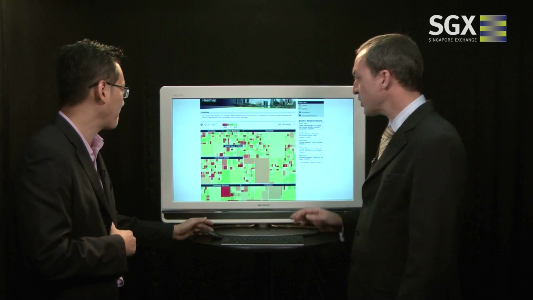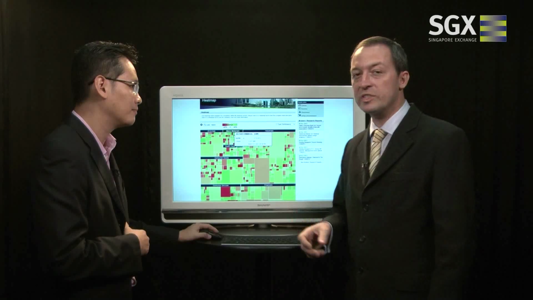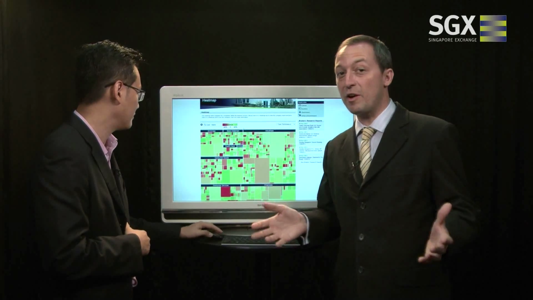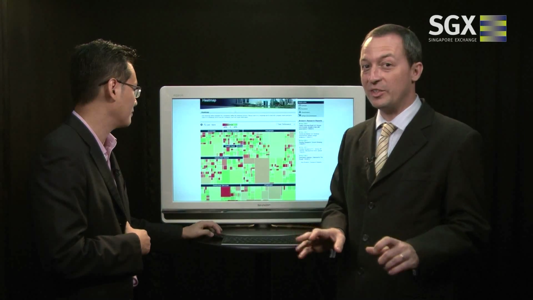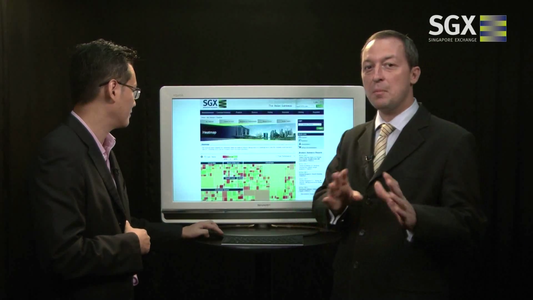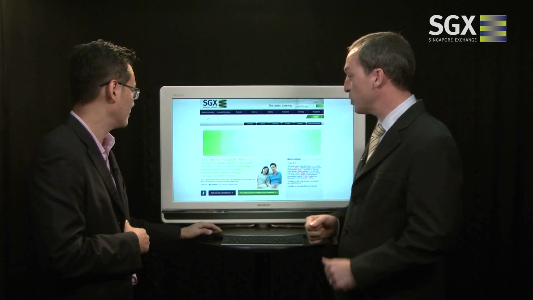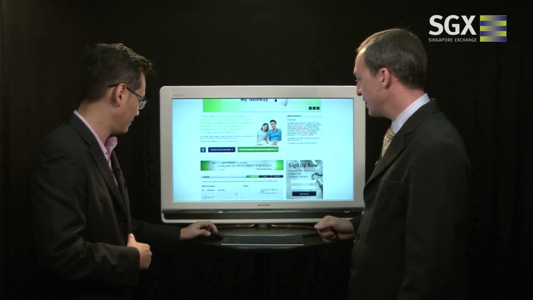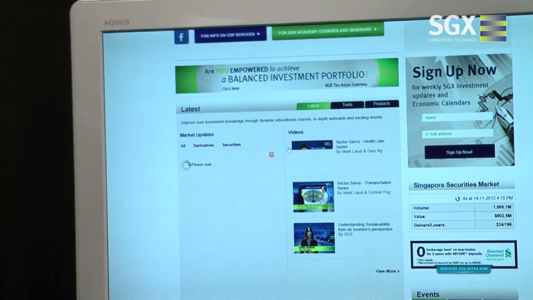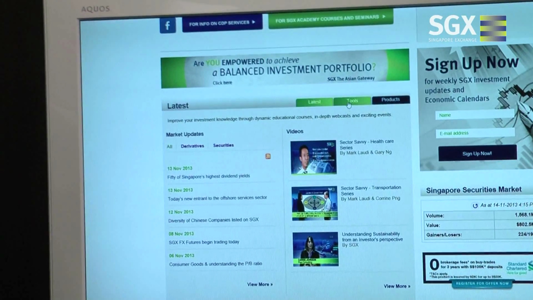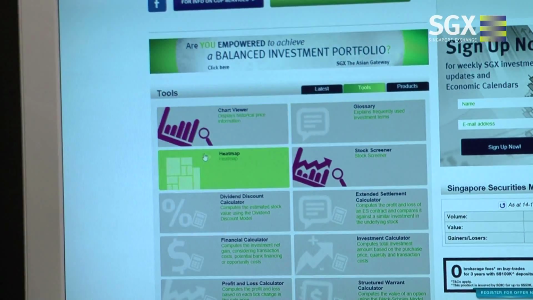Right. Okay. Well, let's go back then to one of the other tools, and that was the charting tool. Obviously there are a lot of investors who do their technical analysis as well, reading the chart's past performance to see whether they can determine what the future performance is going to be like. So back here to the My Gateway page, then over to Tools. Yep, there it is. Go to Chart Viewer.